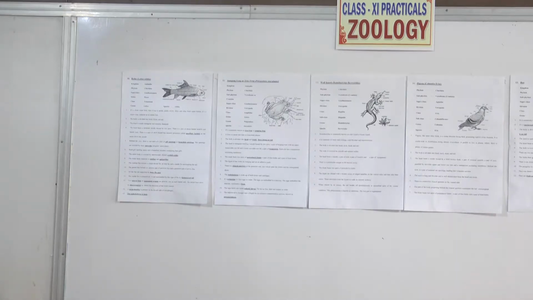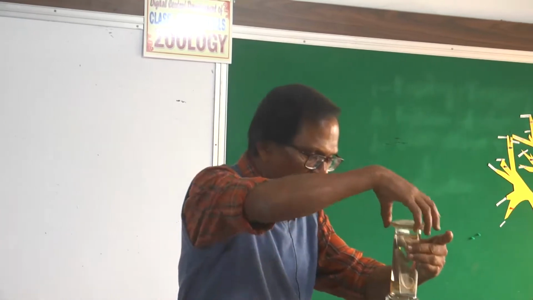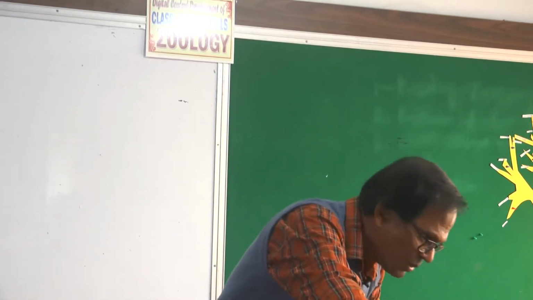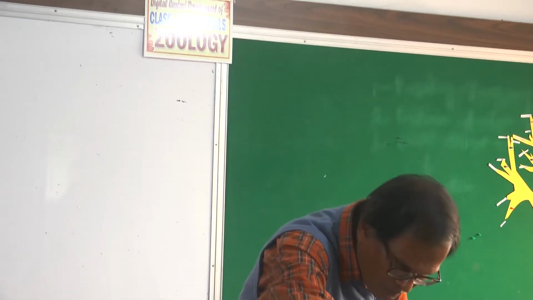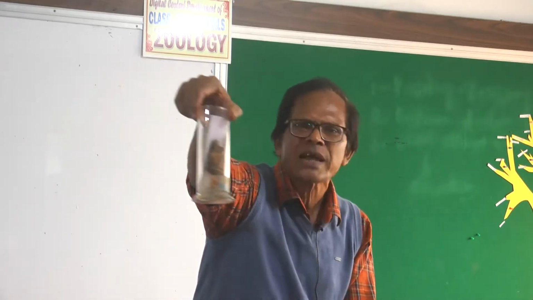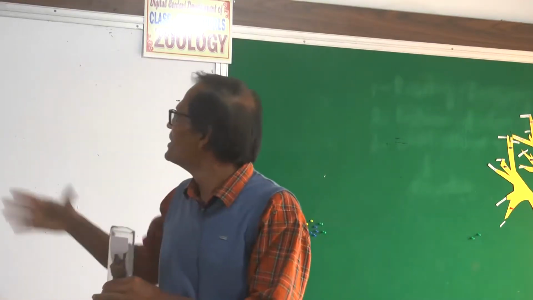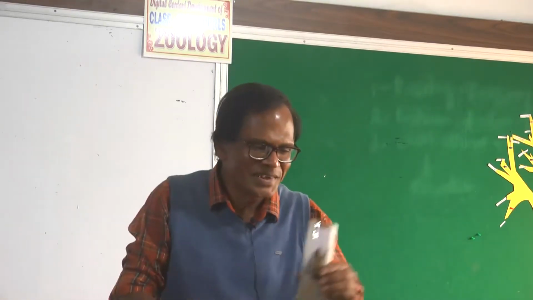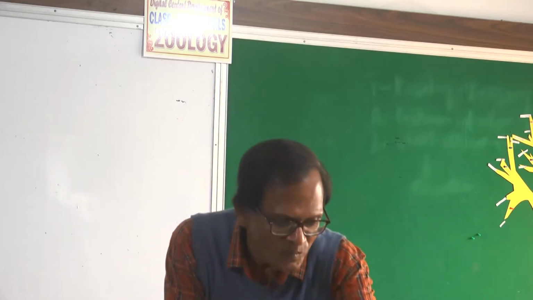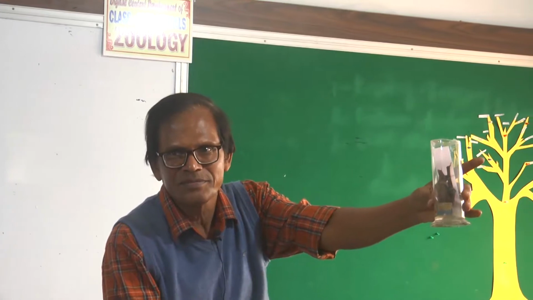Let me tell a little about this animal. We'll wind up for lunch. This is a bat. There is nothing in it. It has dried up. This is a microbat.